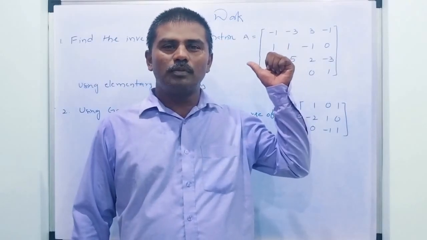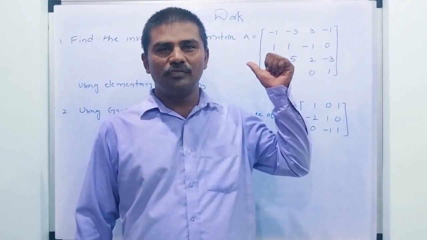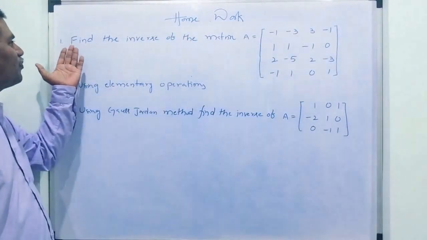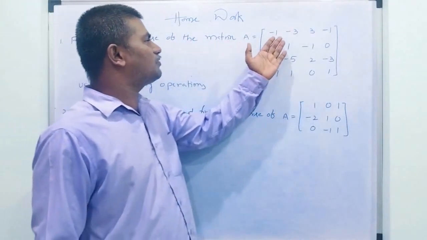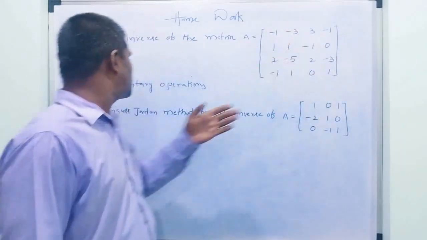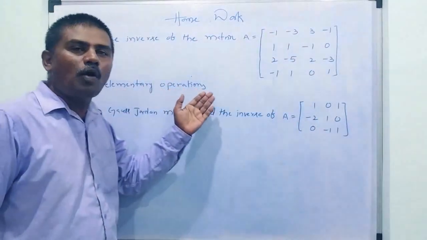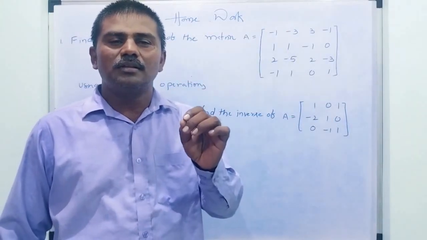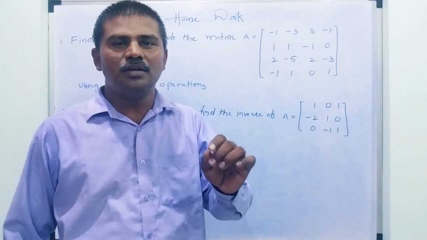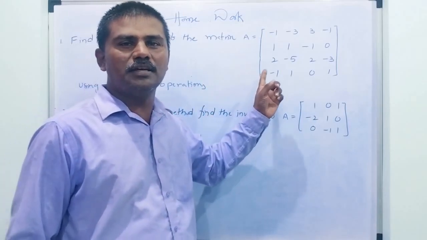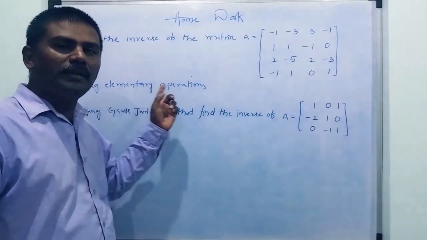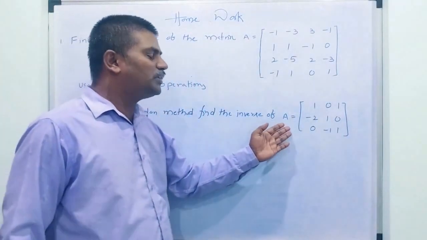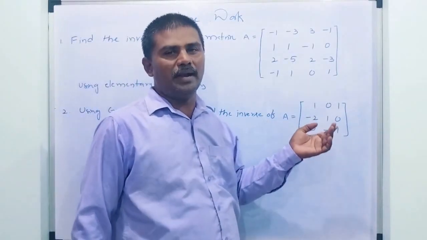These are the homework problems for finding the inverse of a matrix by using Gauss Jordan method. This is the first problem. Find the inverse of the matrix A is equal to, this is the matrix, using elementary operations. It is enough to use the Gauss Jordan method to find the inverse of this matrix instead of using elementary operations. Here, using Gauss Jordan method, find the inverse of A is equal to, this is the matrix.